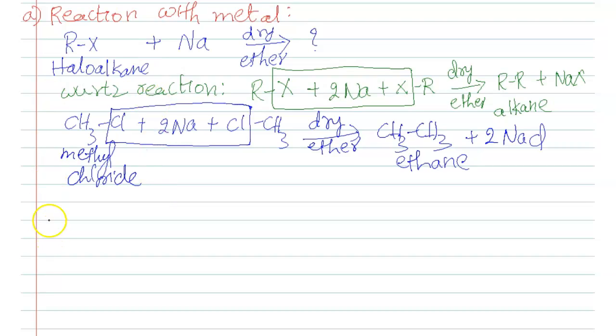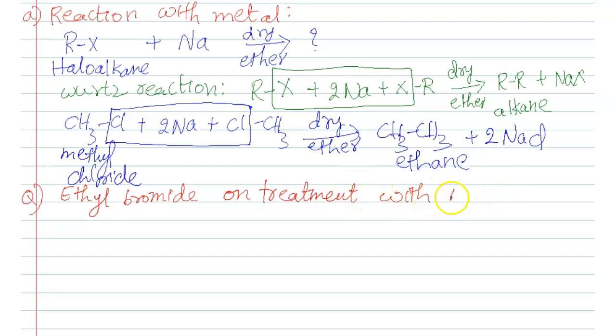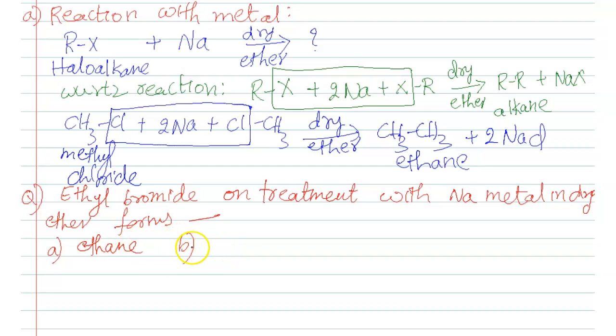We can now discuss objective questions, students. Ethyl bromide on treatment with sodium metal in dry ether forms: option A, ethane; B, methane; C, propane; D, butane. So what is the answer?